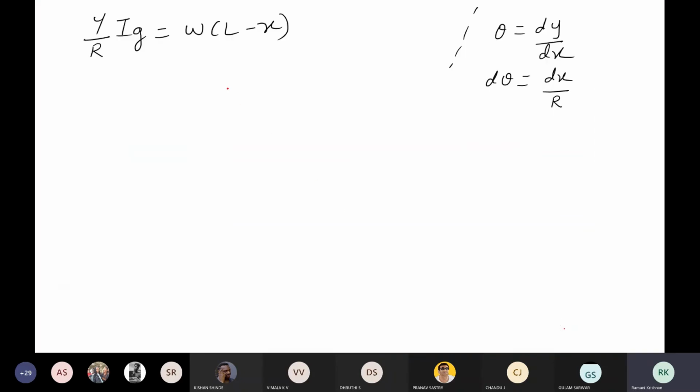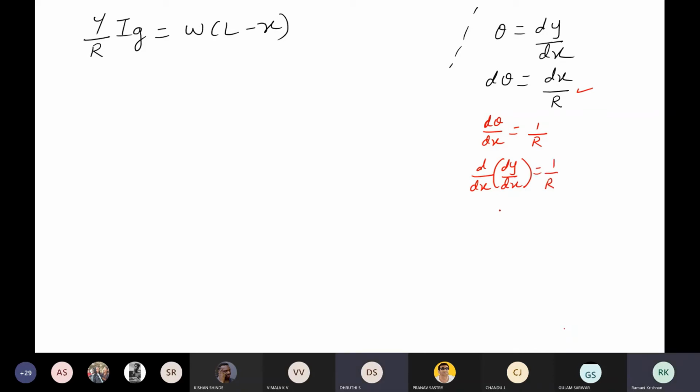Now I'll substitute this. Can I write here d theta by dx is equal to 1 by R? I can write from this equation. Then instead of theta, can I substitute dy by dx here? So for theta, I'll write d by dx of dy by dx is equal to 1 by R. Can I write that?